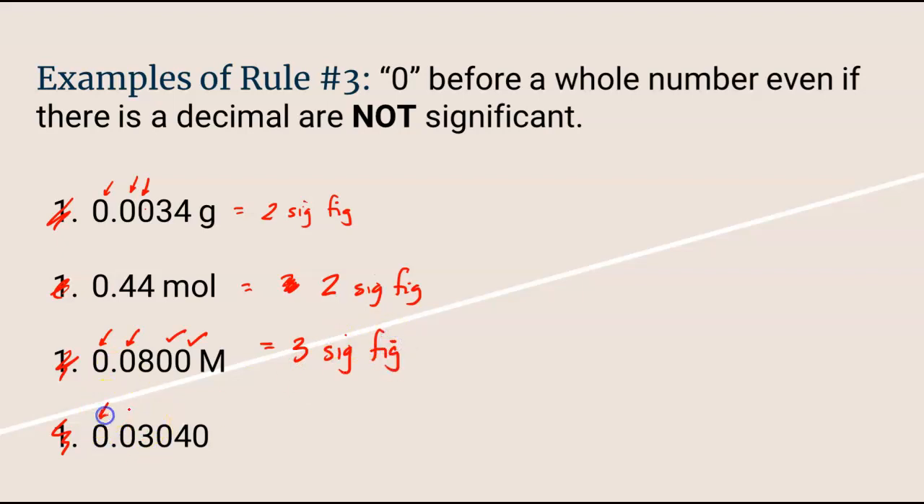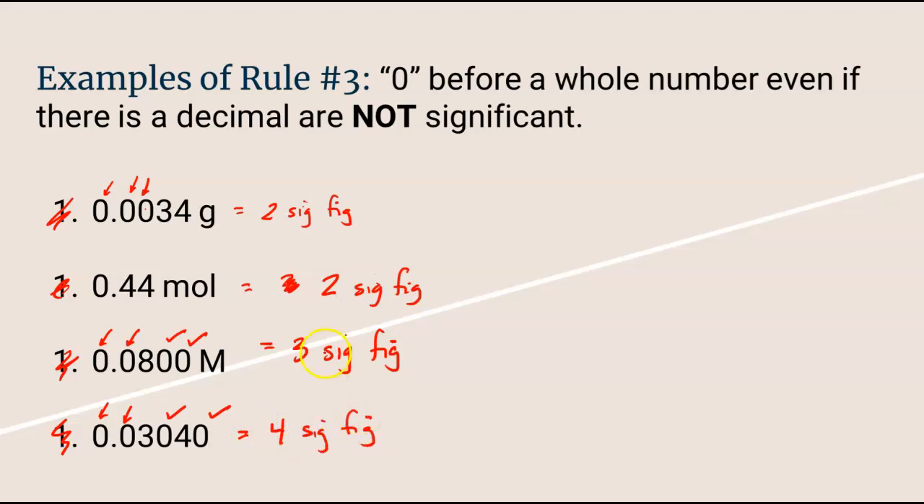That's the same case for this here. These first 2 zeros are not significant because they're before a whole number, but these zeros are significant. So I add all my whole numbers and those zeros that are significant, and I get 4 significant figures.